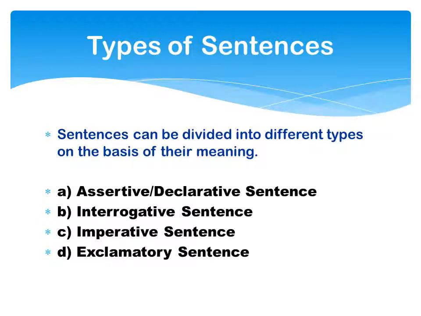Types of sentences. Sentences can be divided into different types on the basis of their meaning. Here we can see 4 types of sentences. First, assertive or declarative sentence. Second, interrogative sentence. Third, imperative sentence. And fourth, exclamatory sentence.